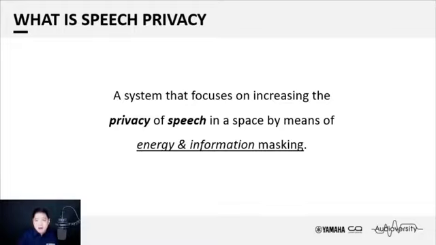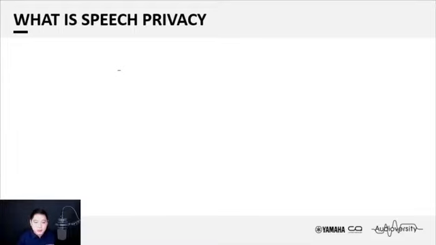But what is it actually? What science is behind it? We're using energy and information masking technology and science to get this solution working and effective. I'm going to explain to you a bit what energy and information masking is and whatnot. Don't worry.